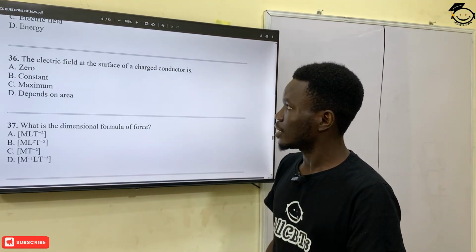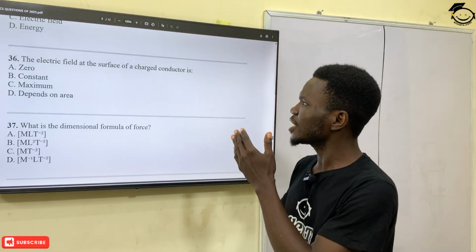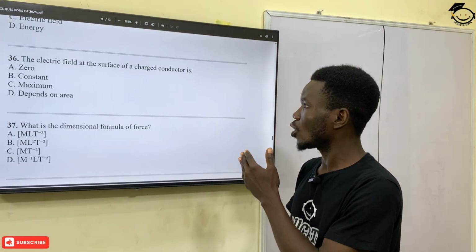Moving on to question number 36, it says, the electric field at the surface of a charged conductor is dash.